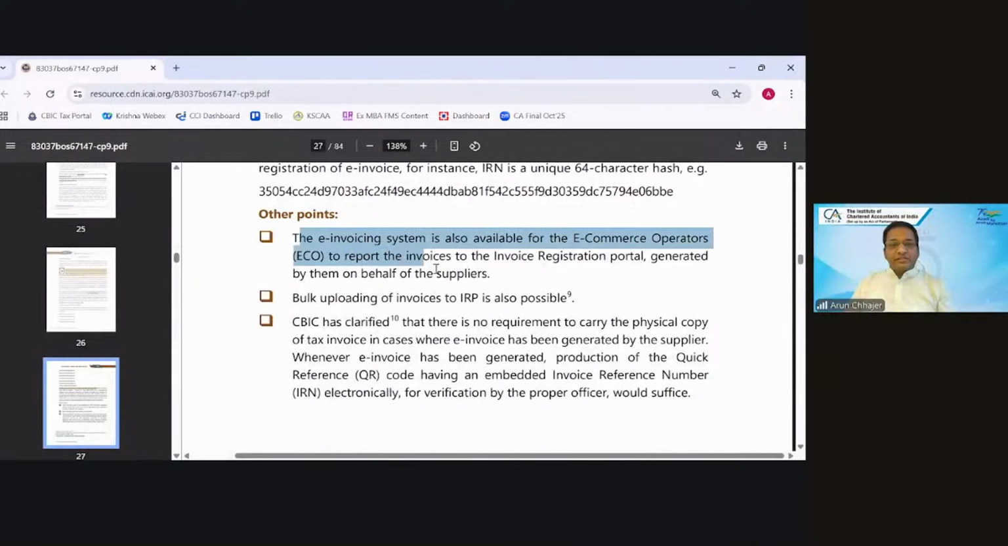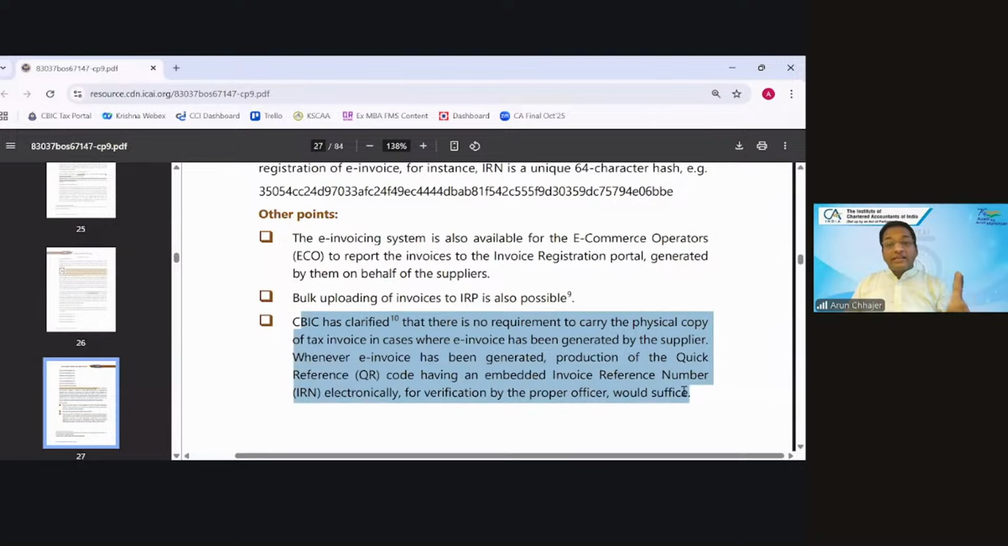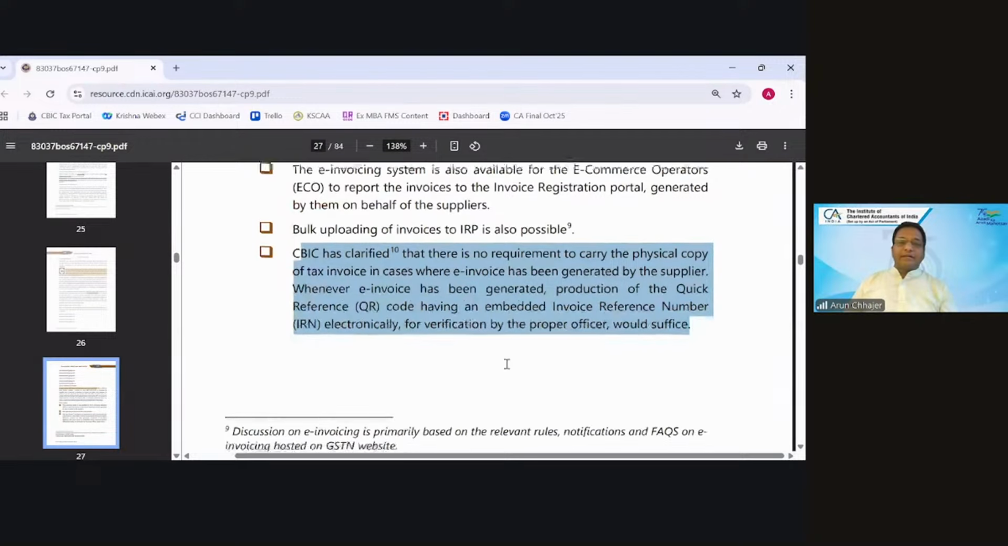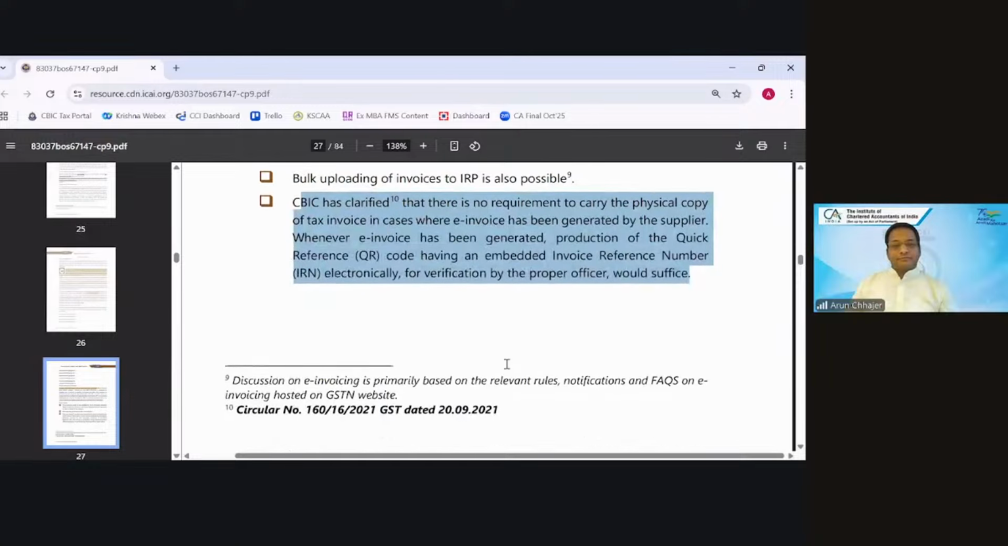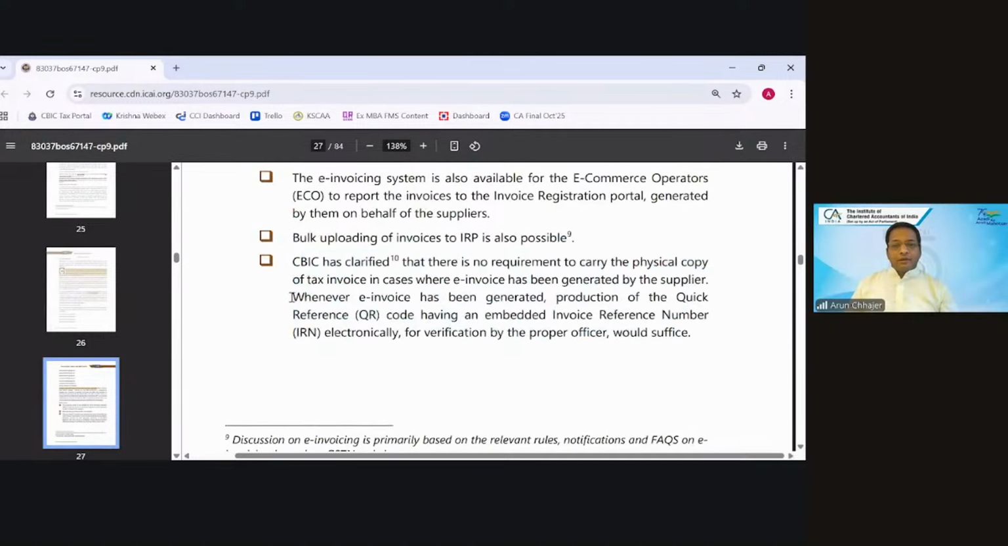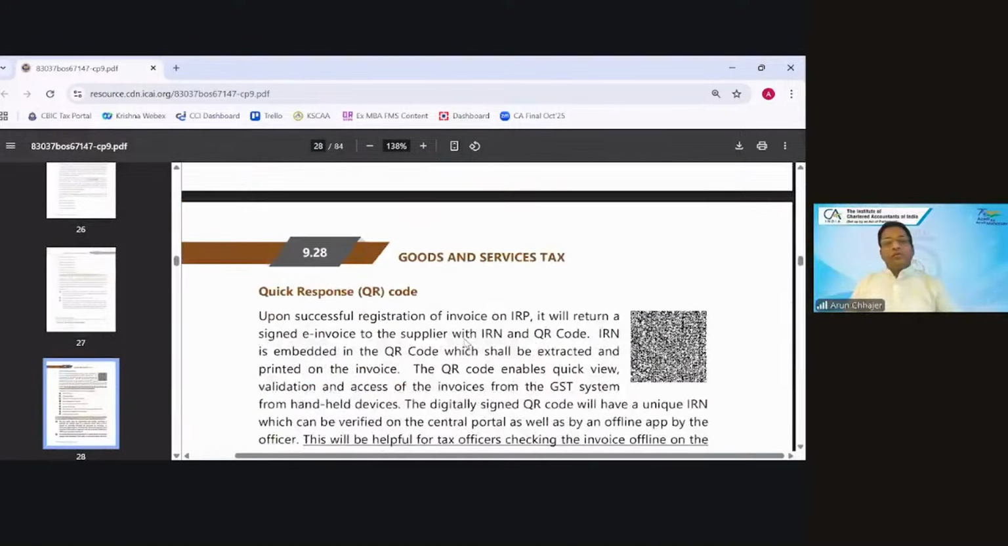Other point, the e-invoicing system is also applicable for the ECO. Bulk uploading is also available. CBIC has clarified that there is no requirement to carry the physical copy of the tax invoice where the e-invoice has been generated by the supplier. Whenever an e-invoice has been generated, production of the QR code having an embedded IRN for validation by the proper officer would suffice. What is the QR code?